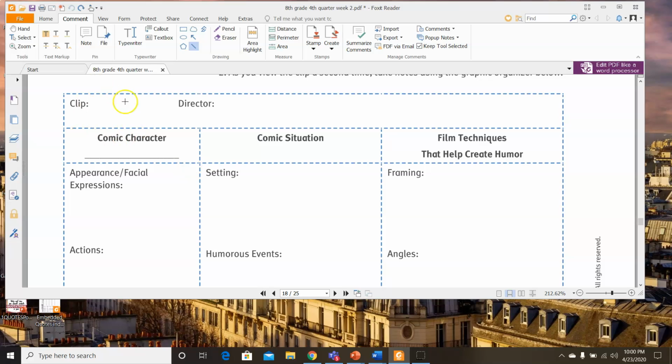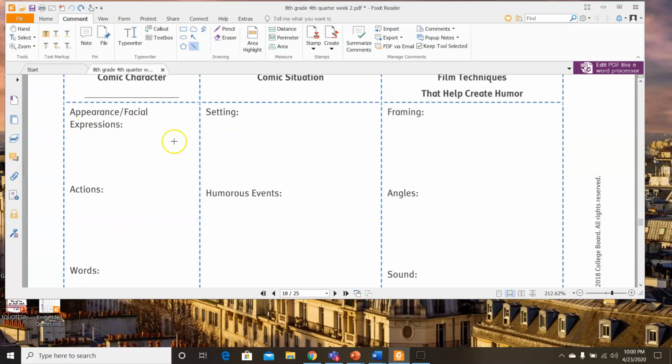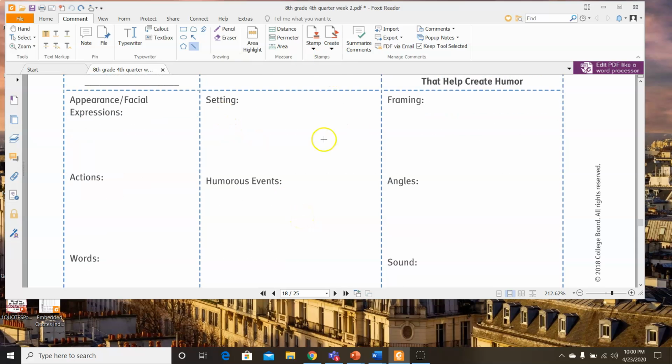So here you're going to put the name of the clip. Here you're going to list the director. The comic character, if you know the name, you would put his name or her name here. And then go down to this section. So the comic character, you would list their appearance, their facial expressions here, their actions here, and their words here. And the next column, you're going to describe the setting, so like the place, the time, things like that, and the humorous events that happen here.